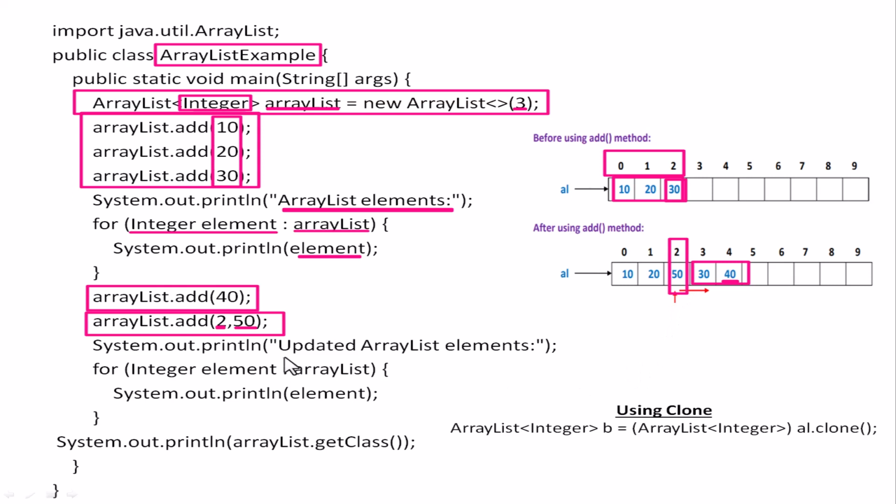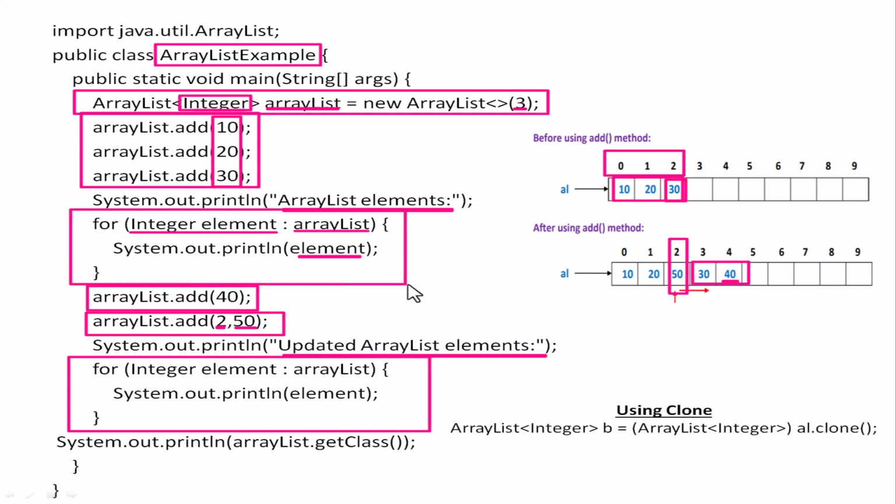Now we are going to print the updated list elements. Here we have used an enhanced for loop for the updated list of elements. For integer element, the same syntax which we used in the previous for loop, we are using again. We are going to print each and every element inside the array. So element we are going to print.